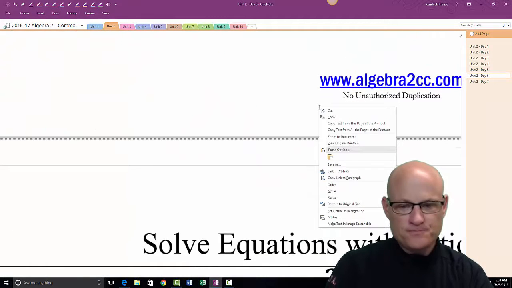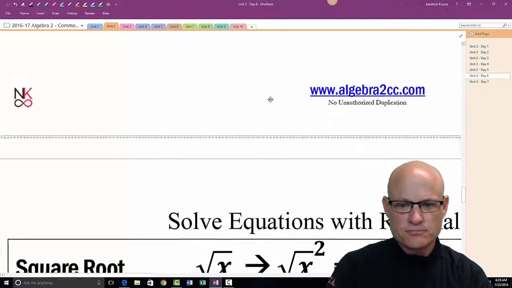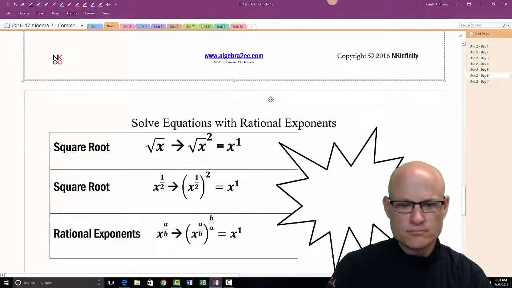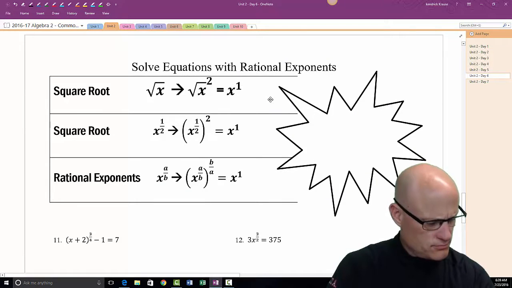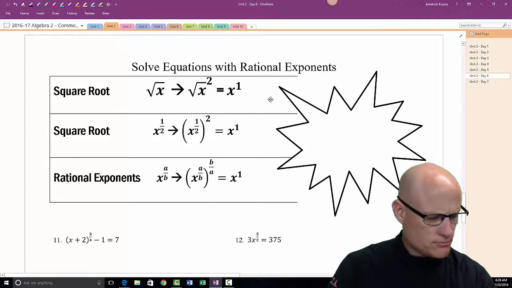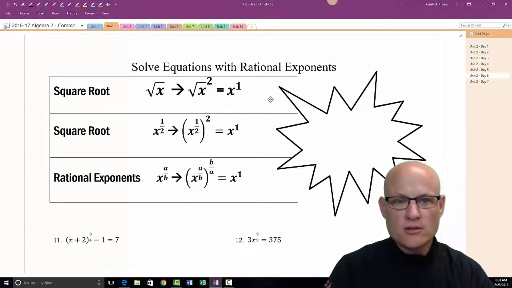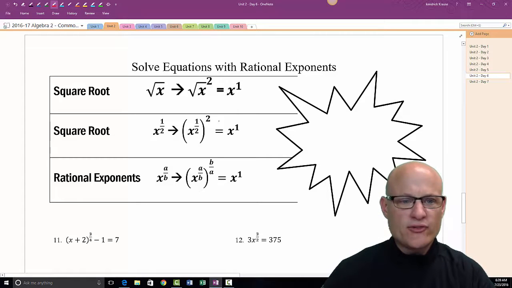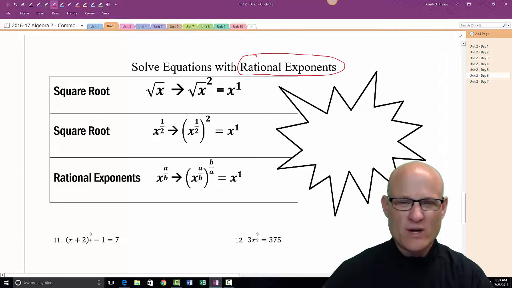All right, so here we go, kids. Let's see what we have here. We're going to solve equations with rational exponents.